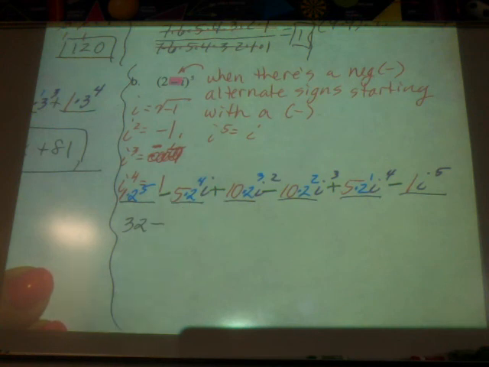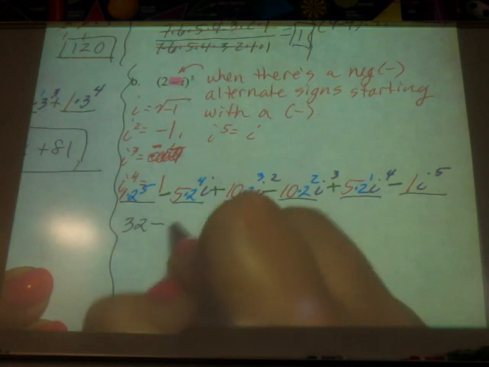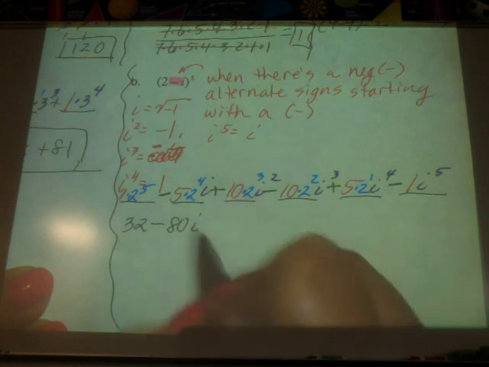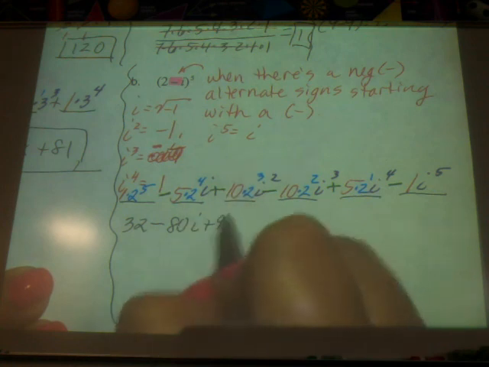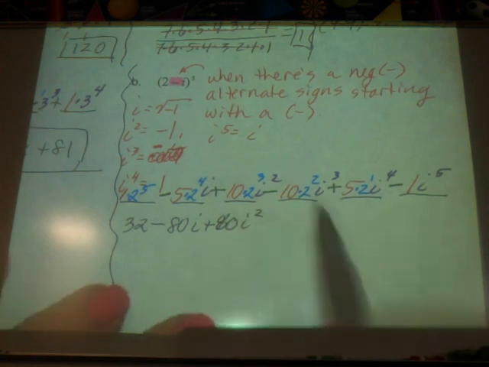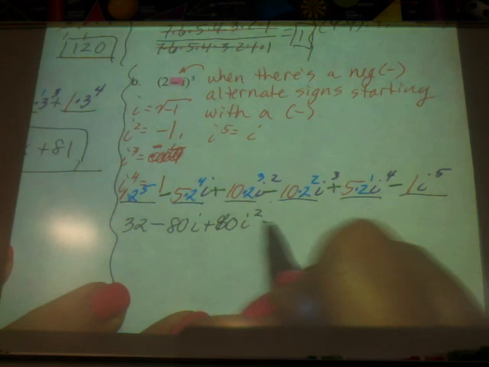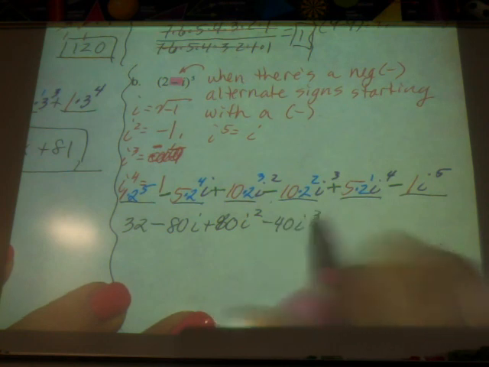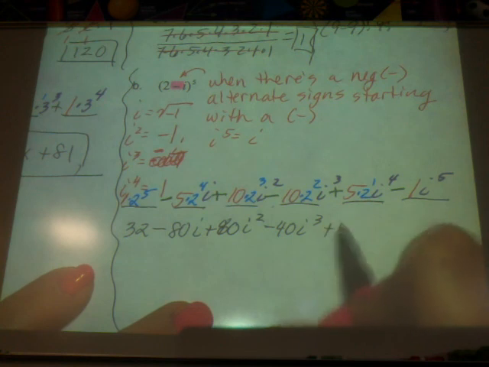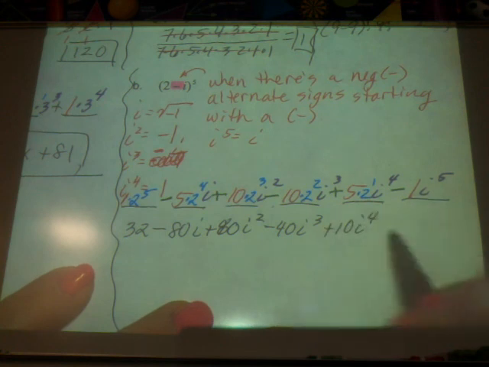16. What's 16 times 5? I'll help you out. It is 80. We have 80i. And then 2 to the 3rd: 8 times 10 plus 80i squared. We'll deal with the i's in a minute. And then 2 squared is 4 times 10 is negative 40i cubed. And then 2 times 5 is 10i to the 4th minus i to the 5th.